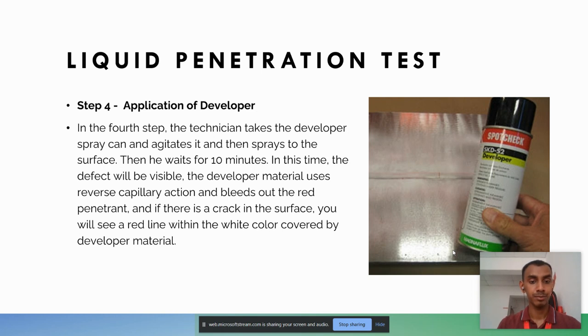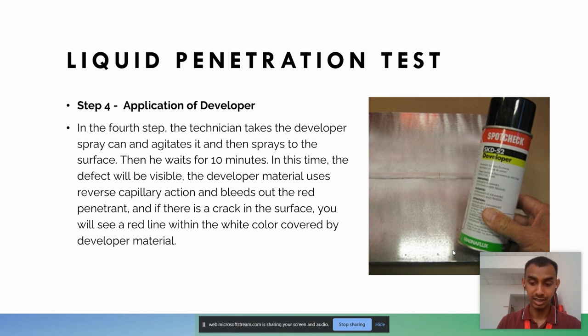In the fourth step, the technician takes the developer spray can, agitates it, and then sprays it onto the surface. He then waits for 10 minutes. In this time, the defect will be visible. The developer material uses reverse capillary action and bleeds out the red penetrant. And if there is a crack in the surface, you will see a red line within the white color covered by the developer material.